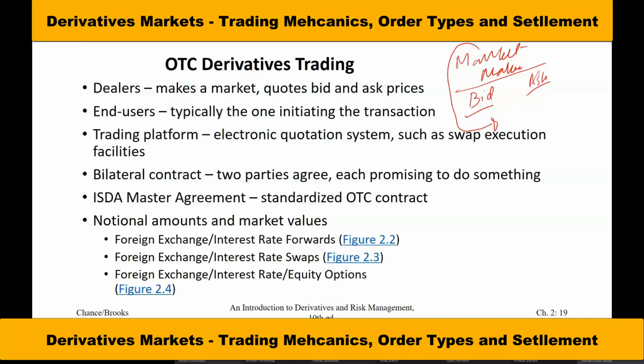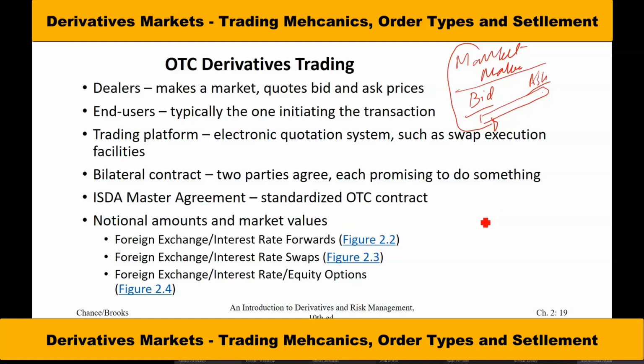So if I go to a dealer, the dealer is actually making a market in it. Making a market means that the dealer provides us the opportunity to buy or sell the contract to that dealer. And the dealer, as we know, earns the difference between the bid and ask, and that is what we call the bid-ask spread.